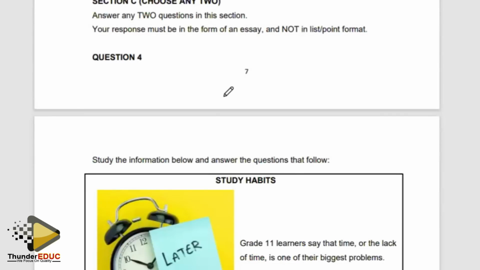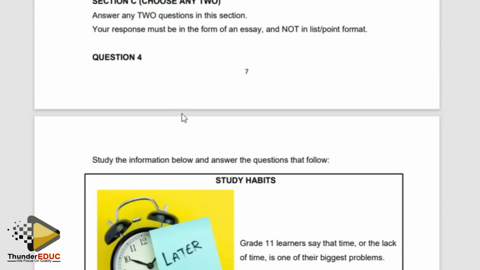All right. So in this section, you must answer any 2 questions. So meaning if you answer all of them, only 2 will be marked. Make sure that you answer the 2 that you understand very well. Okay. Then after, you need to draw a line through the last question that you haven't answered.